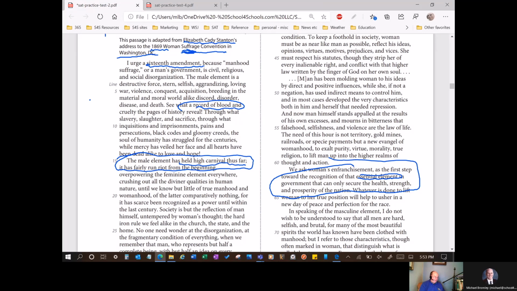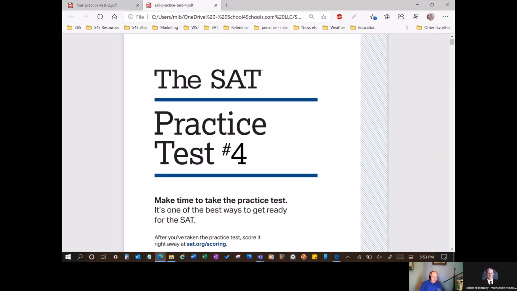And again, we get this sense because this would not be the attitude if it was before the Civil War. It is after the Civil War. Hope that helps on this one. I'm not going to go into it any deeper, but let's look at practice test 4.